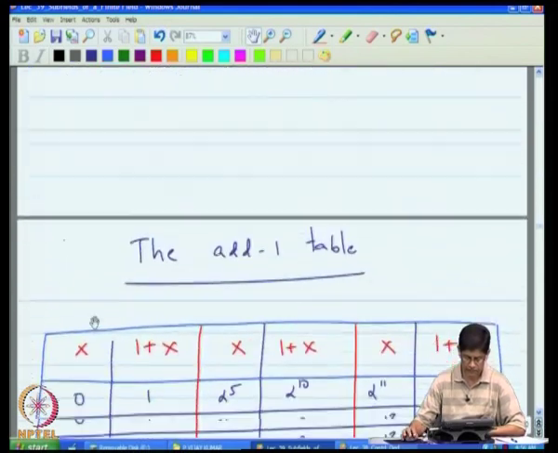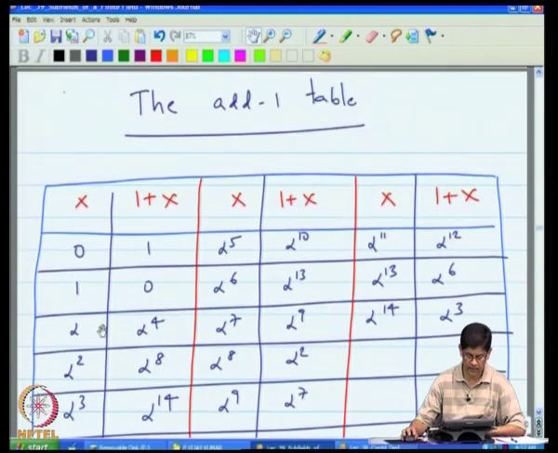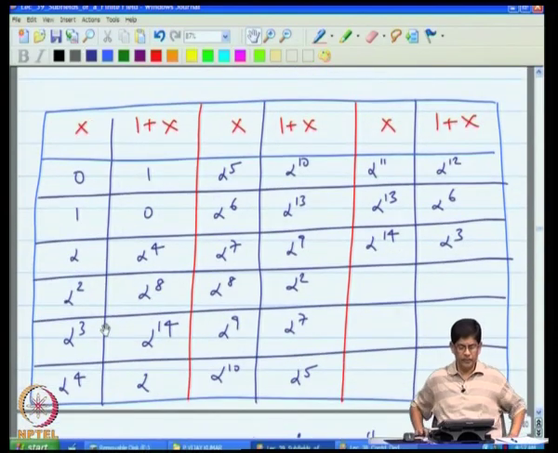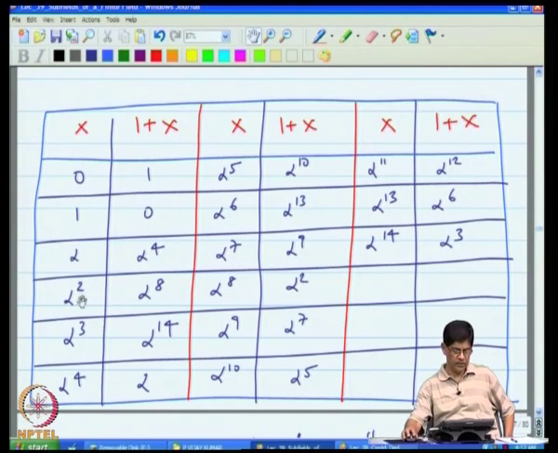So, in this way, with the aid of that other table, you can set up this table over here. This is called the add-1 table of the finite field, and it tells you, for instance, that if you take alpha squared and add 1 to it, you will get alpha to the 8. Of course, the converse is also true.